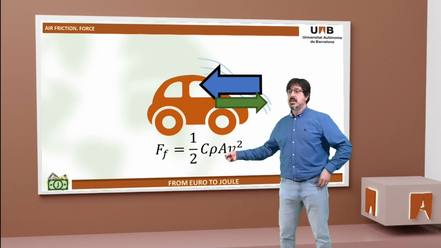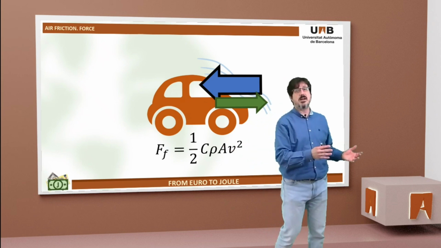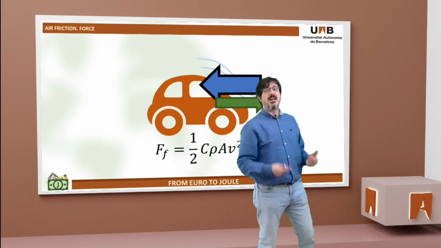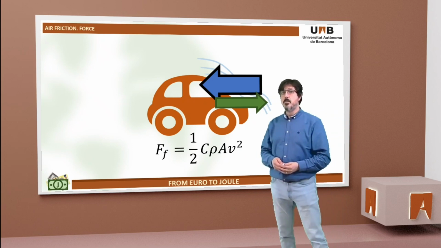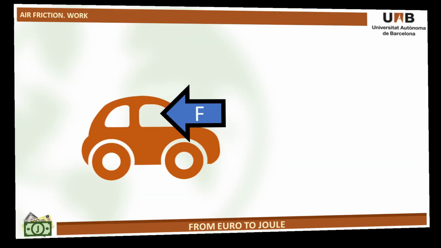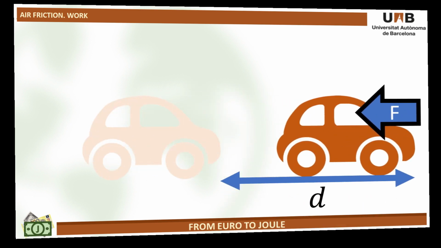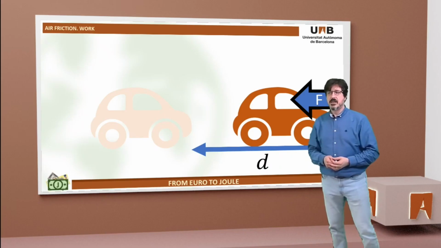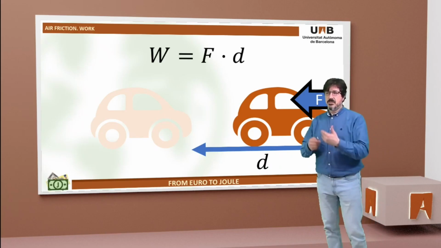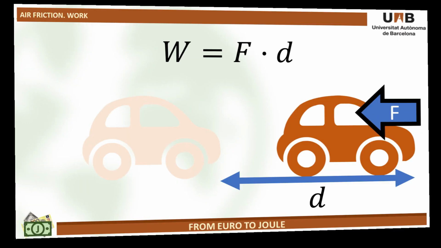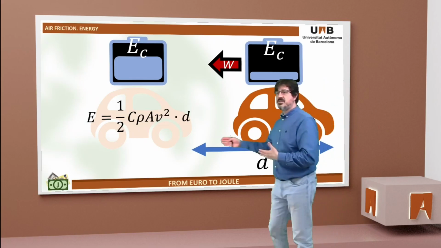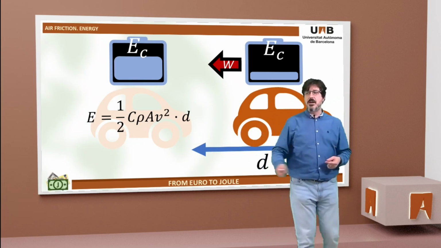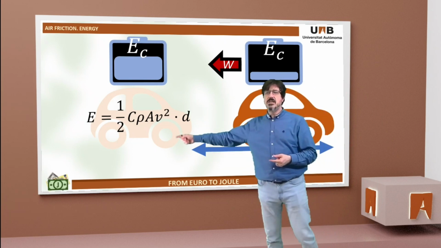The other thing is that it depends on the cross-section of the car. So the larger the car, the larger the force that I have to apply to keep this car moving. Once again, to calculate the work, I need to multiply this force by the distance that I'm traveling. In doing so, if I substitute the force by the expression that I obtained, I will get the amount of energy that I need to travel a distance d at a velocity v.